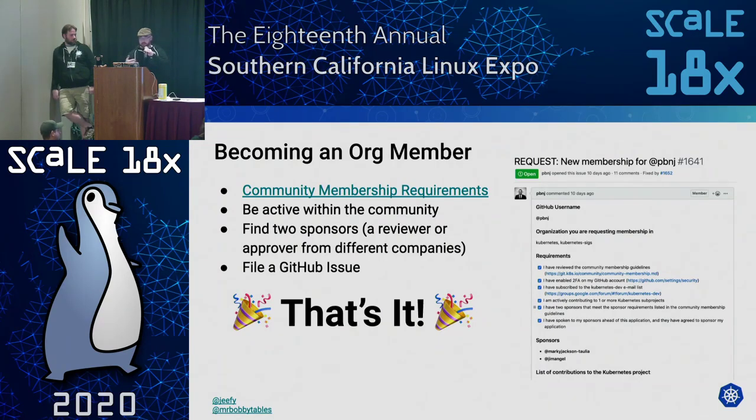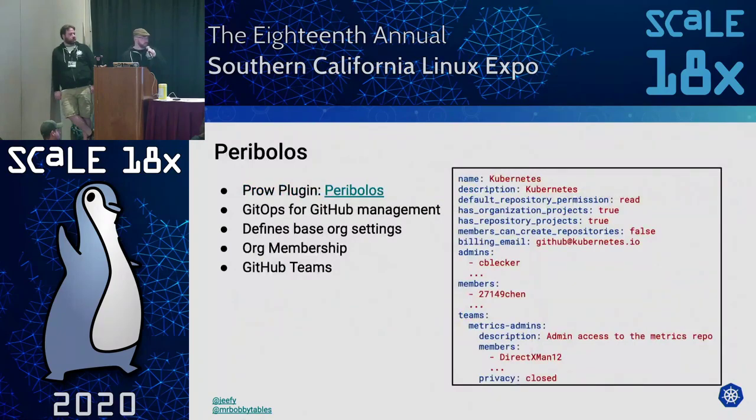And the big hurdle usually when it comes to applying for org membership is actually finding two sponsors. The two sponsors need to be an approver or reviewer from an owner's file, and they have to be from two separate organizations. So, let's say you're active, you found your sponsors, now you just fill out a GitHub issue template that we have in a special repo called Kubernetes/org. And after that, it's handed off to the membership coordinators and GitHub admin team to actually process the membership request. And this is done with a tool we wrote called Peribolos.